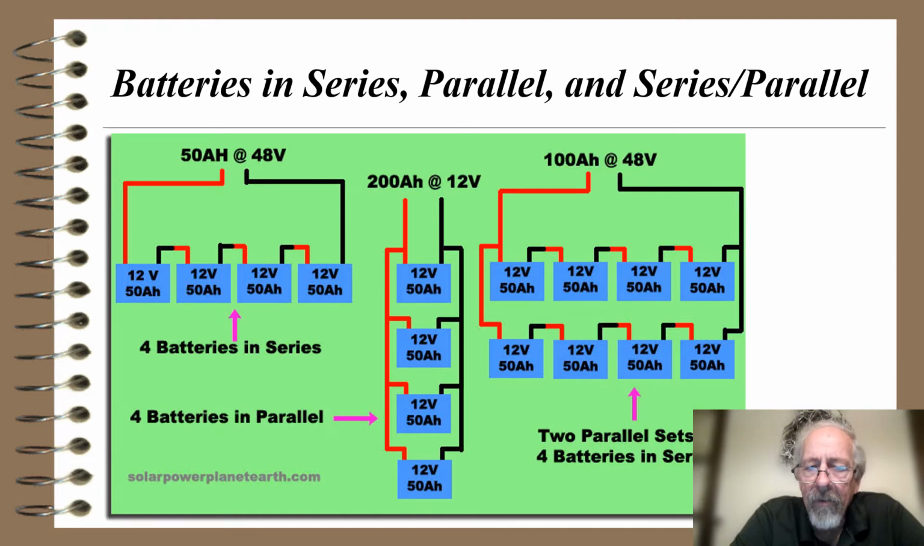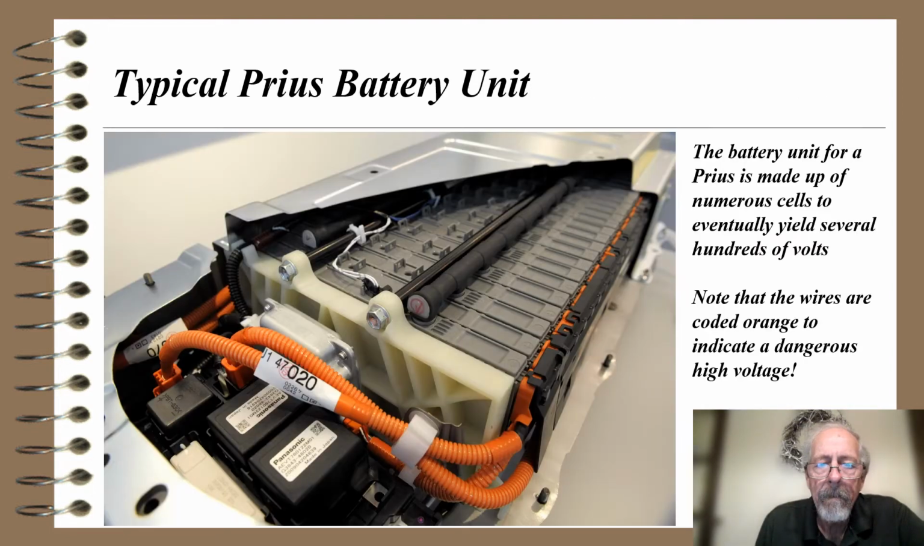And then finally, over on the far right, if I want to get more amp hours and higher voltage, I might do this arrangement where I put 4 12-volt batteries in series to get 48 volts. Then I have 2 sets of these 4 batteries in series to get a total of 100 amp hours. So again, hopefully that's fairly intuitively obvious.